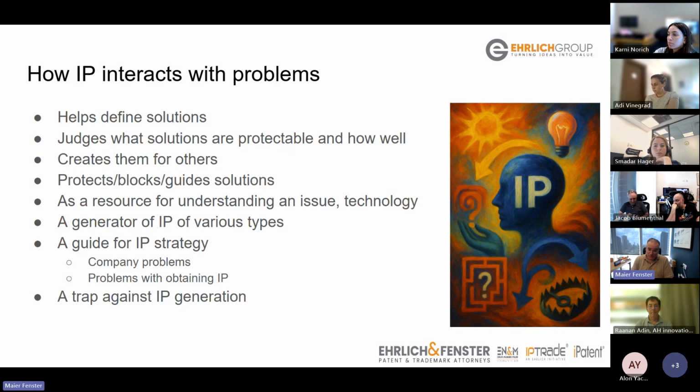Problems are a resource, perhaps even IP, to help you understand an issue or a technology. Problems help generate IP, not just one type of IP and not just once. If you look at problems a company has or problems with obtaining IP, these are a guide for generating the IP strategy. And last but not least, problems can be a trap also for you. If you think that you only have to solve one problem, you're not going to generate all the IP that your company needs.